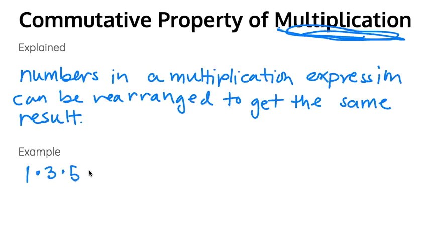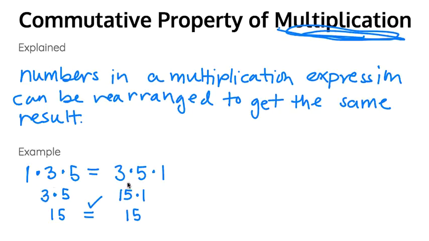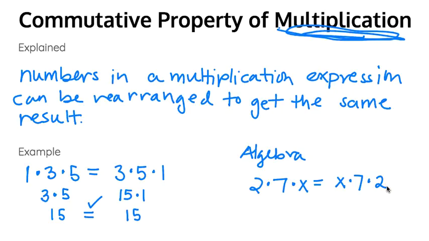So here's an example. 1 times 3 times 5 would equal 3 times 5 times 1. And if we actually multiply this out, left to right, I get 3 times 5, which is 15. If I look on the right-hand side, I get 15 times 1, which also equals 15. So we know this works. For an algebra example, 2 times 7 times x would be equal to x times 7 times 2. Order doesn't matter if we have everything in multiplication. And again, we'll work out the algebra side another time.